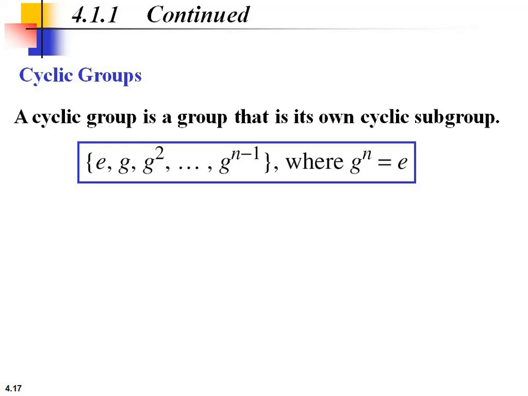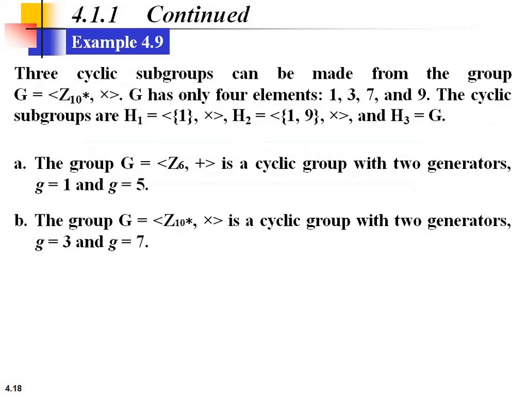Let us see some examples. Just now we have seen for Z10 star for the operation multiply, G has 4 elements, 1, 3, 7, 9, and there were 3 cyclic subgroups: H1 which contains only 1, H2 which contains 1 and 9, and a cyclic subgroup H3 equal to G. So it means that H3 makes a cyclic group.